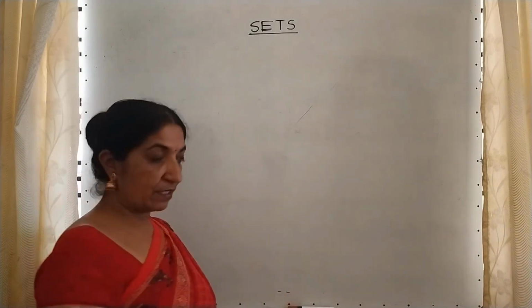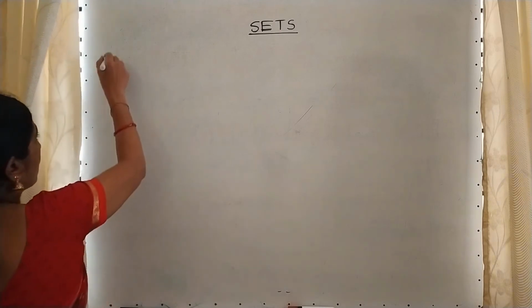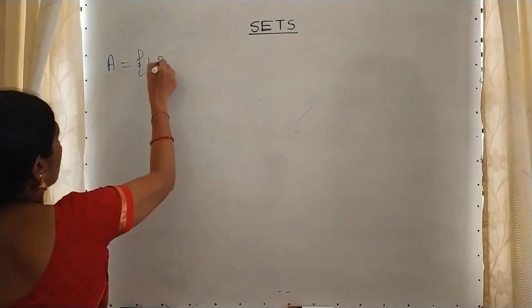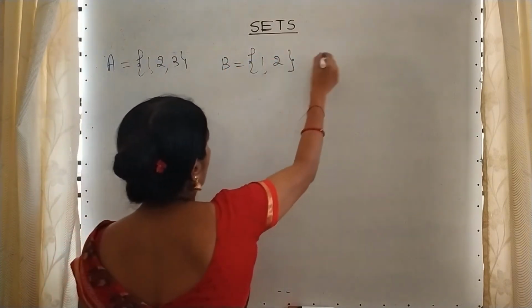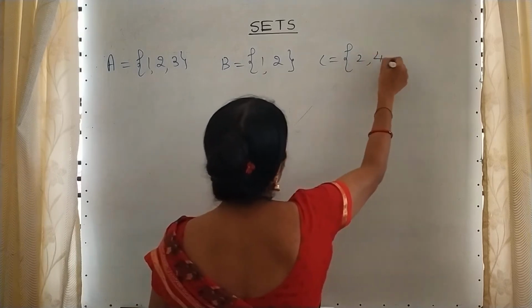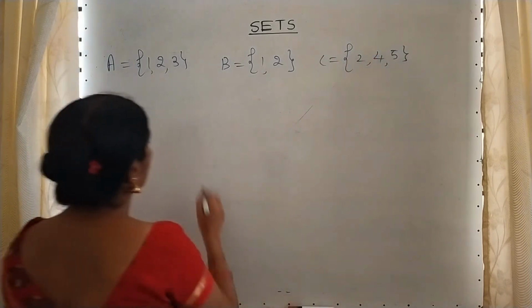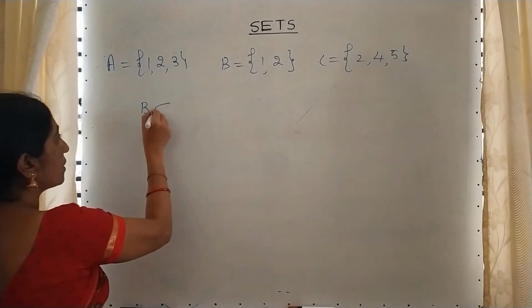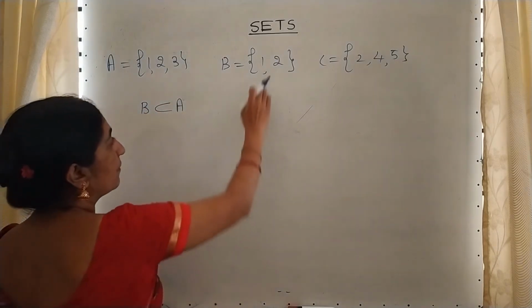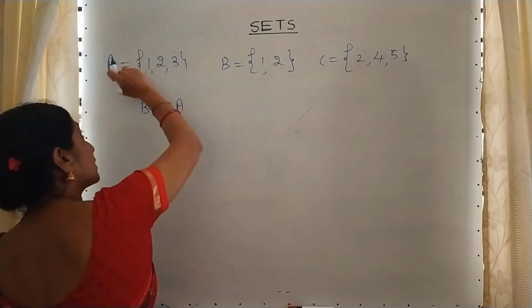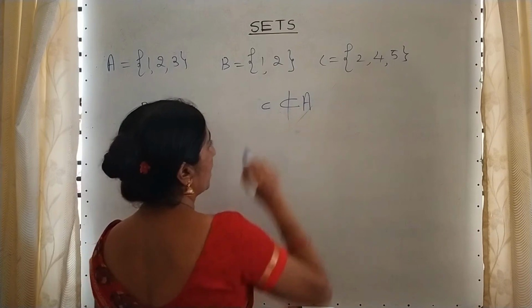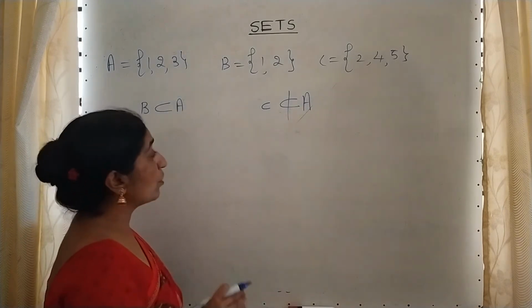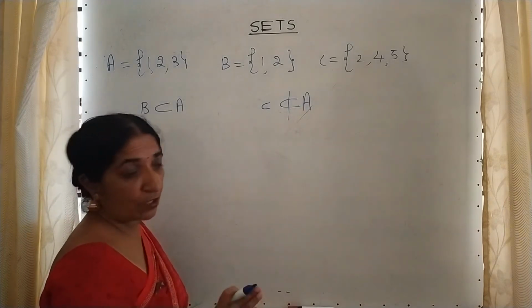See, already we started the chapter sets and in the last class I explained the subsets. Once again I am explaining that. Suppose A is the set {1, 2, 3}, B I am giving as {1, 2}, and C is {2, 4, 5}. When you observe this clearly, we can read that B is a subset of A because the elements of B, 1 and 2, are elements of the set A. But C is not a subset of A. Why? Because 2 is an element of A, but 4 and 5 are not elements of A.